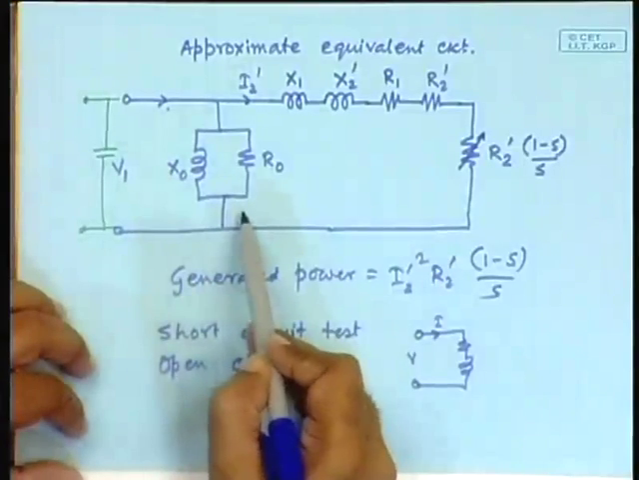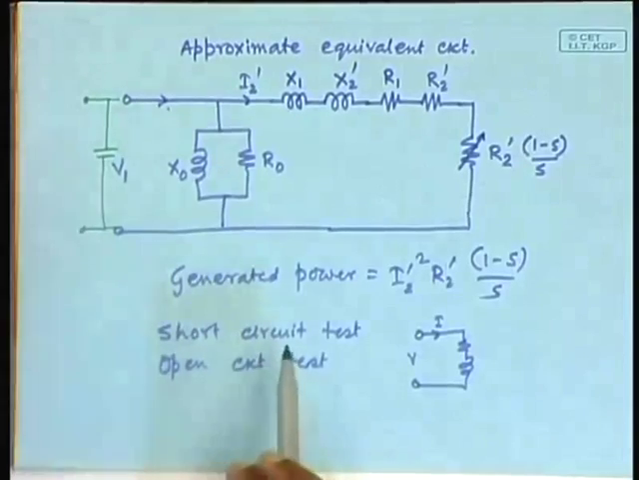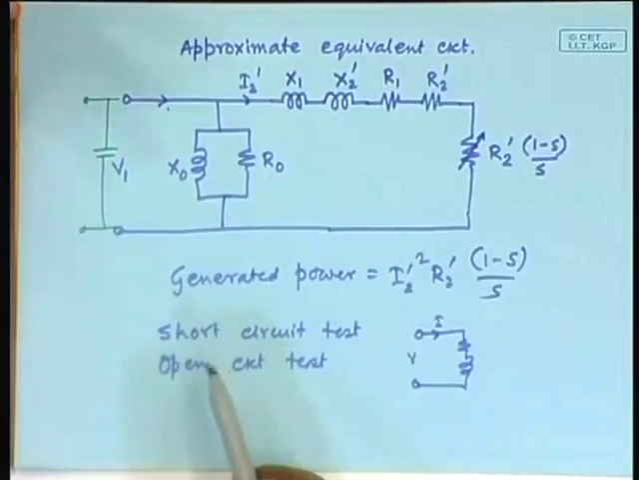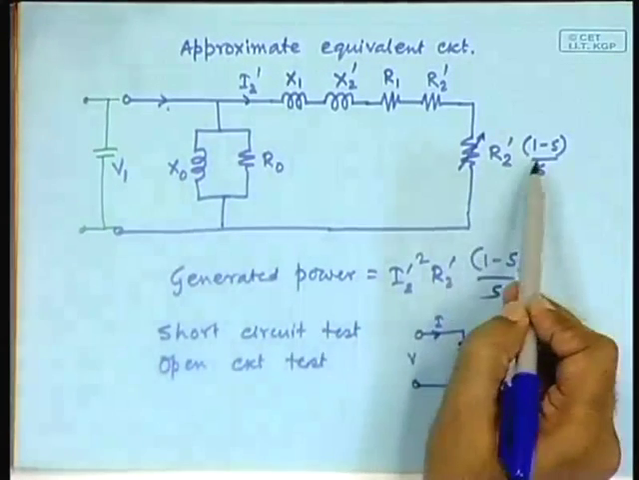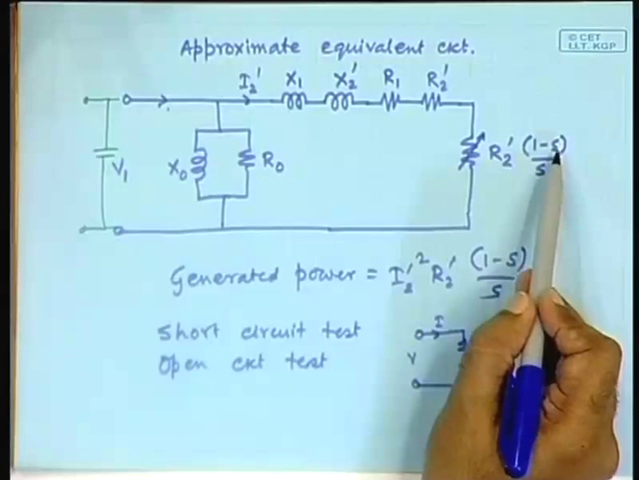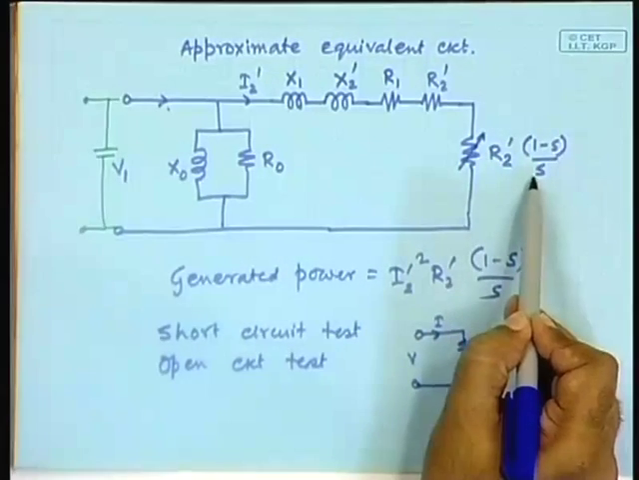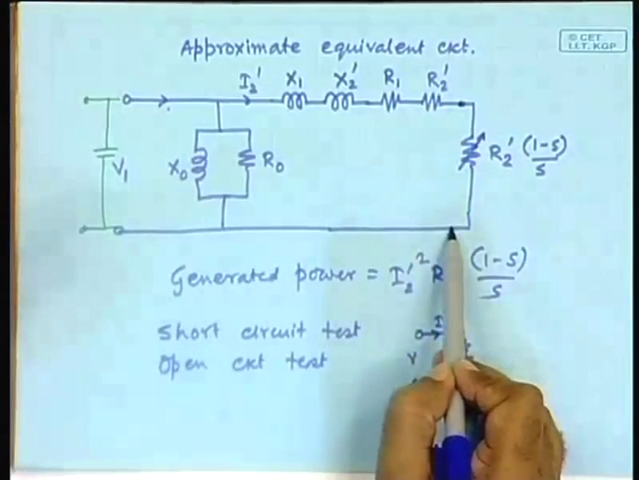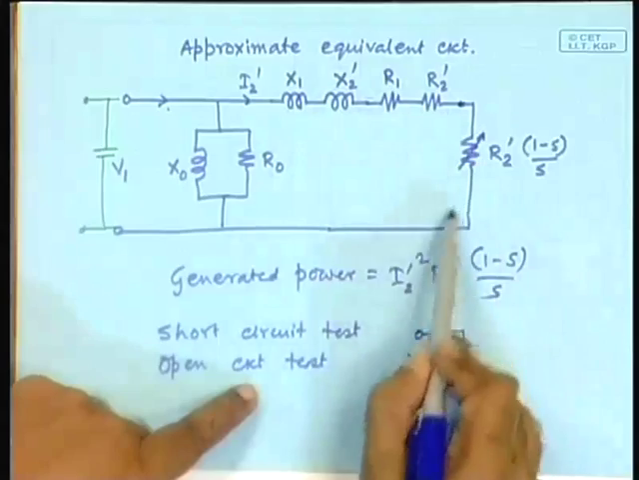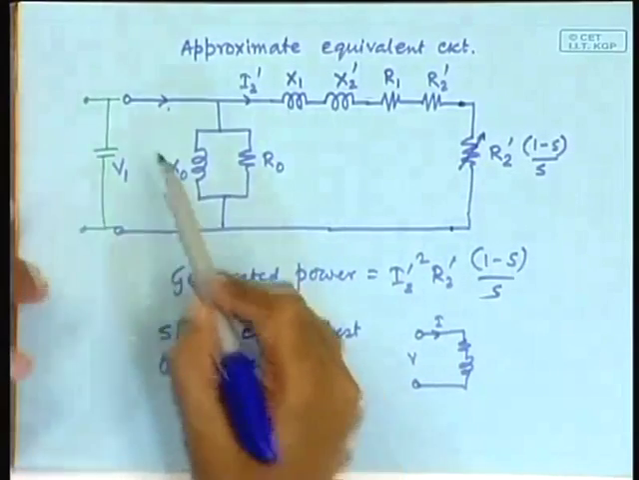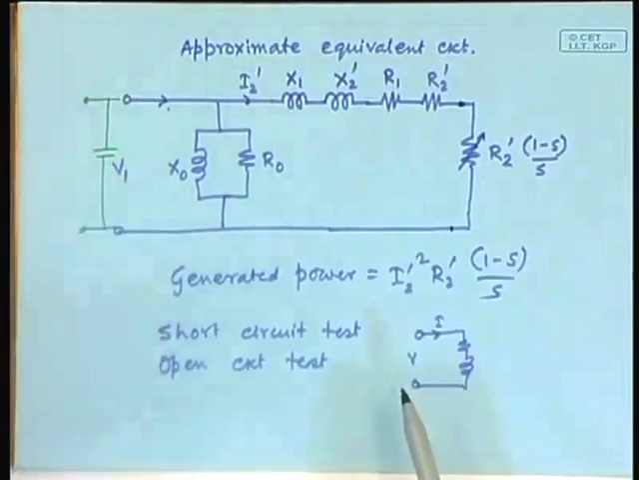In order to find this, what do you do? You then do the open circuit test. What is the open circuit test? There you run it free. If you run it free, the slip is very little. As a result, this becomes a small number, and the whole thing becomes a very large number. So this becomes effectively open circuited. That is why it is called the open circuit test. No current almost flows through this line, and the current mainly flows through this line. So, if you do the same thing, measure the voltage, measure the current, measure the active power, you can find these two.